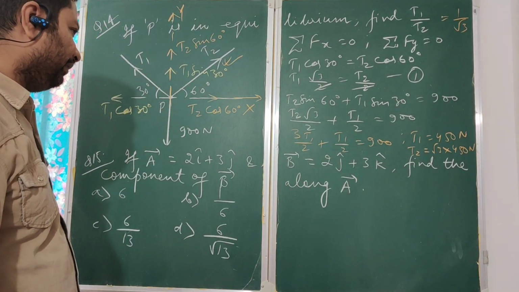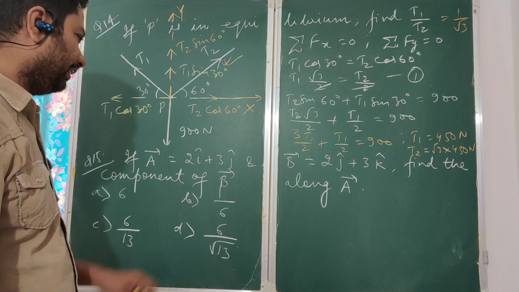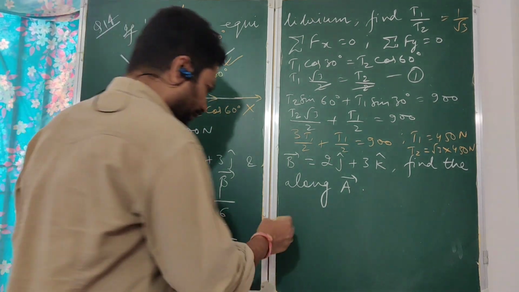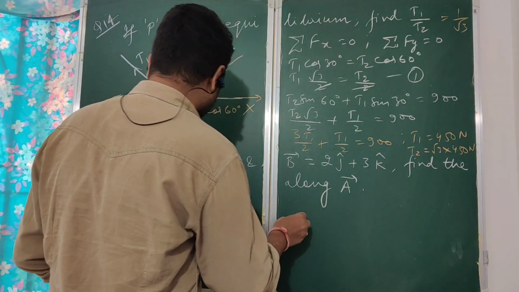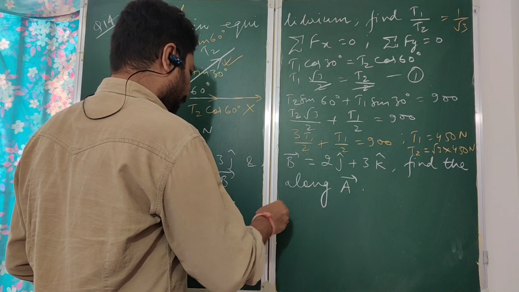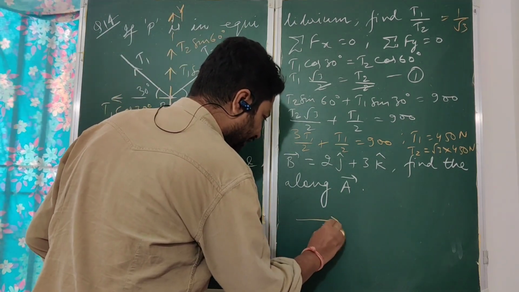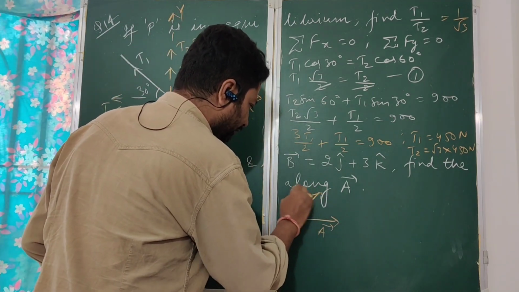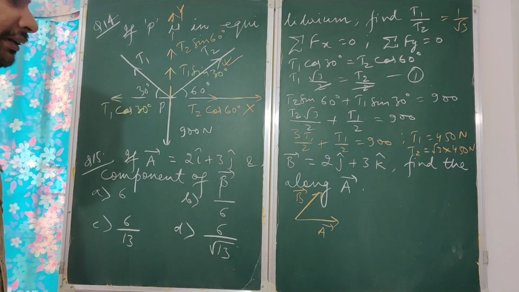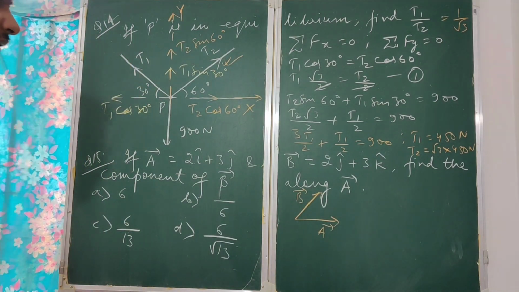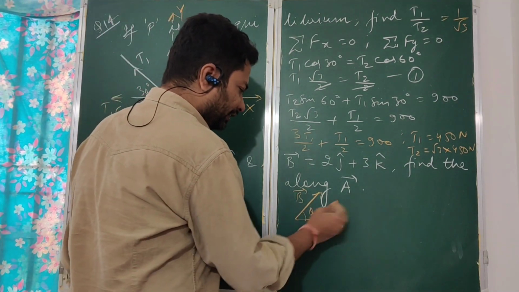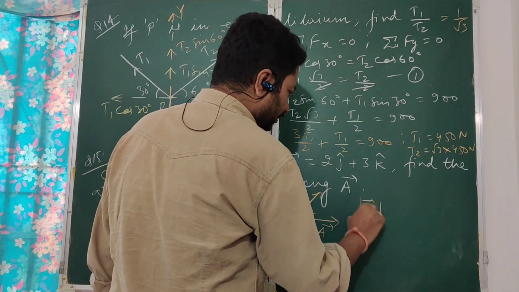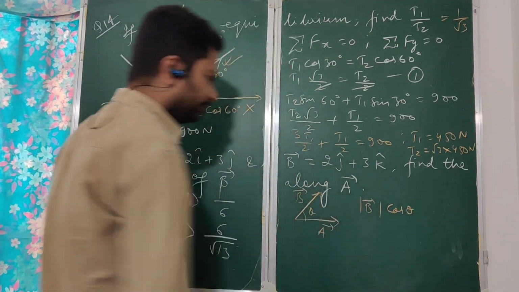A vector a is given and a vector b. Find the component of b vector along a vector. So first what we do is, let us say you keep this as a vector, this is your b vector. How will you find the component? So if this angle is theta, it will be mod of b cos theta, correct?